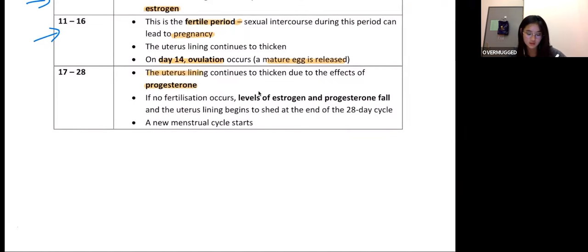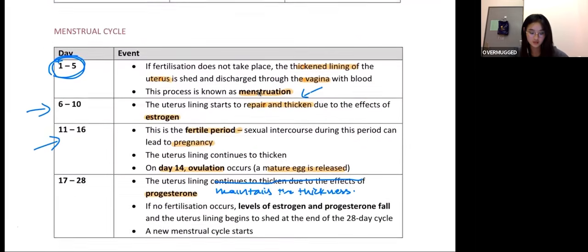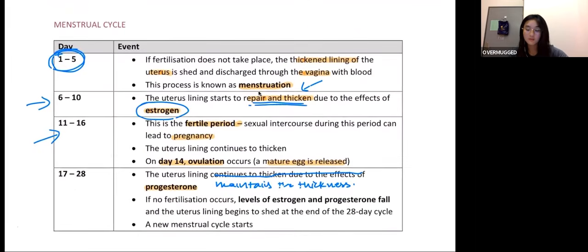Okay, why do my notes have so many errors? Okay, so the lining maintains the thickness. Okay, so progesterone primarily maintains the thickness of the lining. All right, but estrogen over here repairs and thickens the lining. All right, so slight difference. Okay, but there are two main key hormones, okay, estrogen and progesterone.